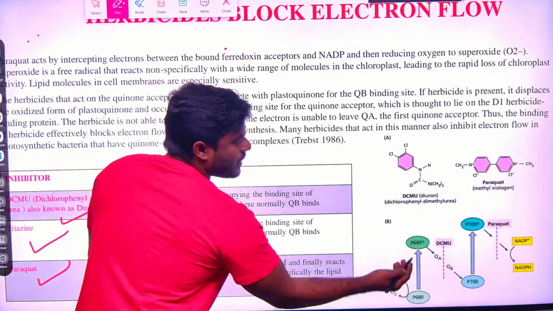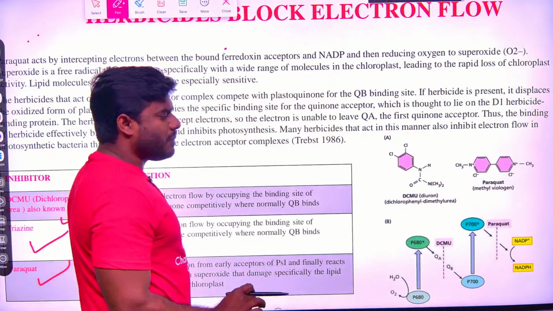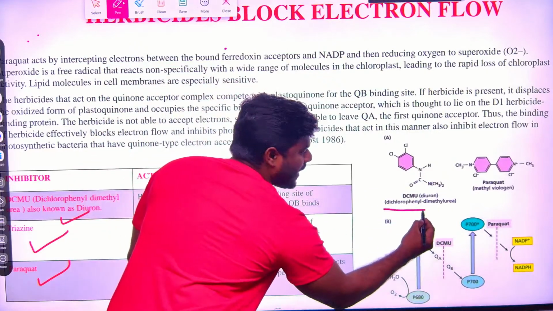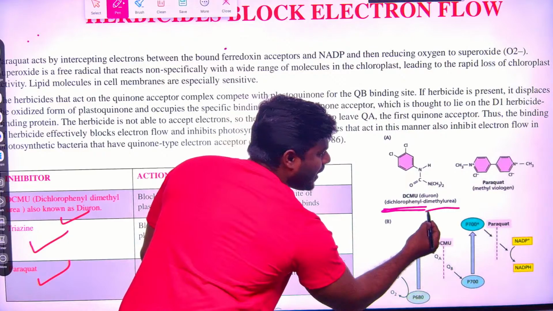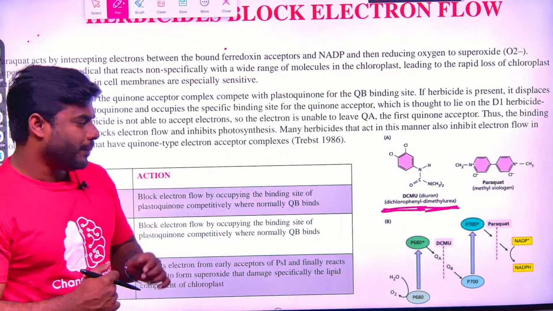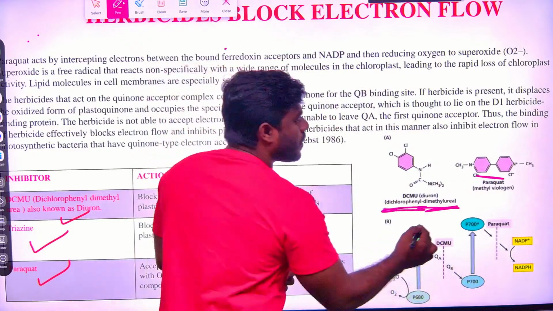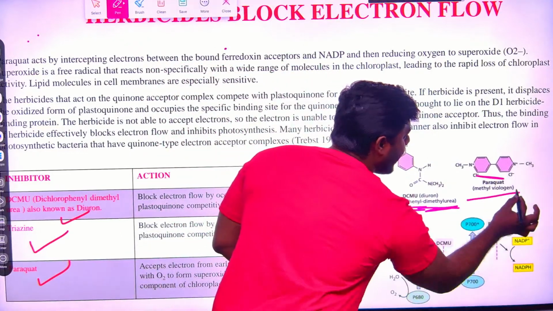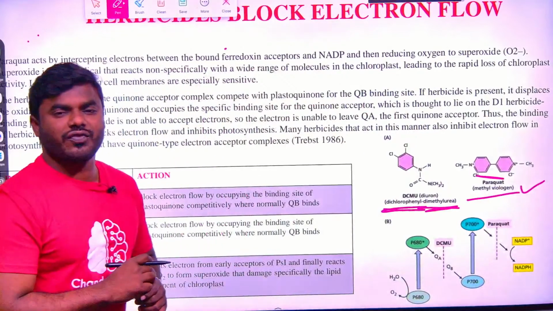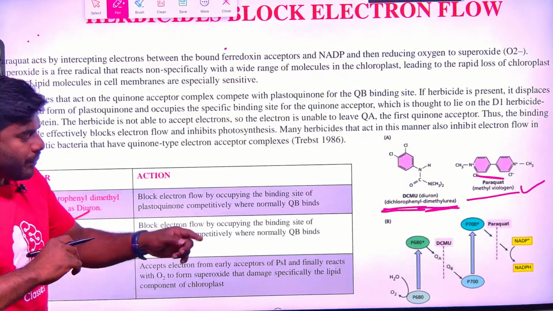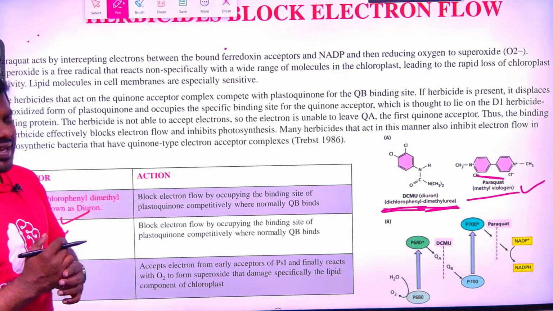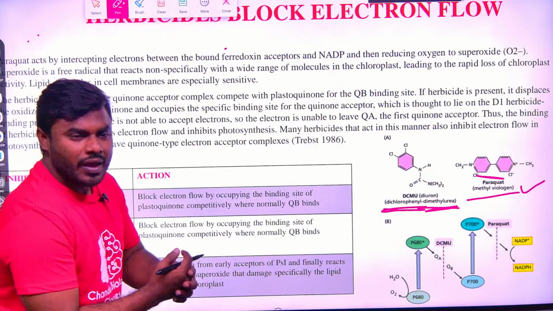Now listen, this is the DCMU. No need to remember the structures, which is also called dichlorophenyl dimethyl urea. Next one, paraquat, also called methyl viologen. No point of getting confused over there. Now all of you understand the concept very correctly without having confusion.